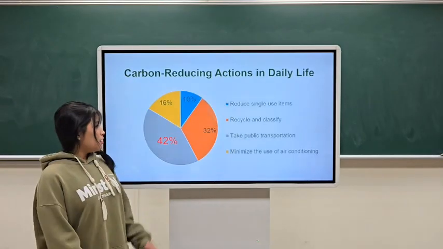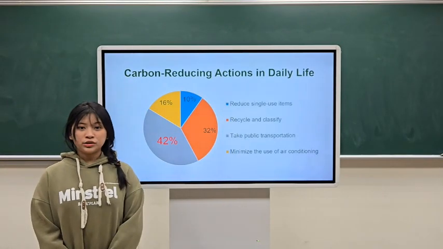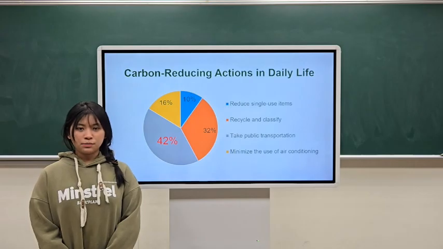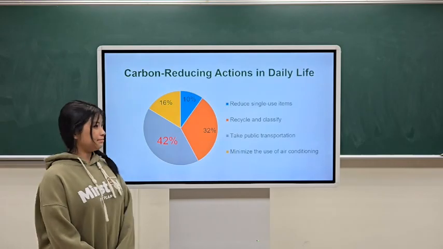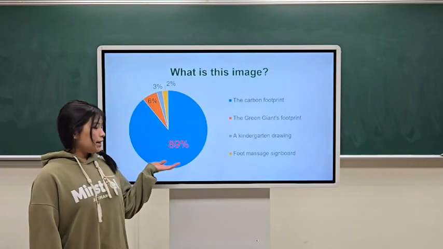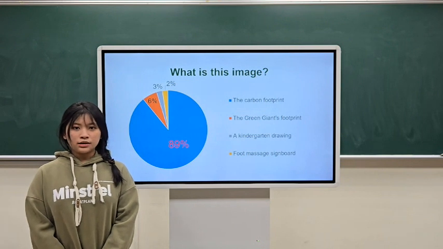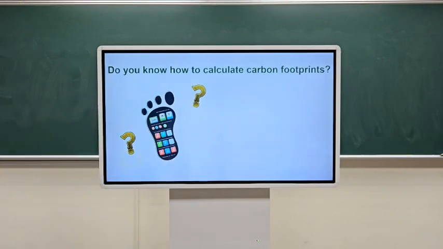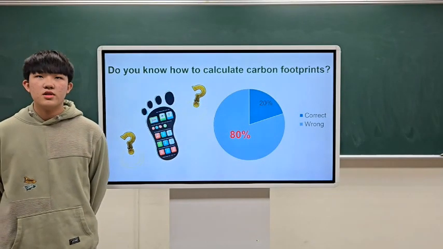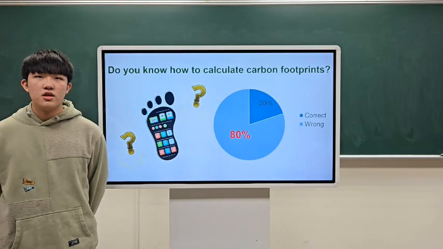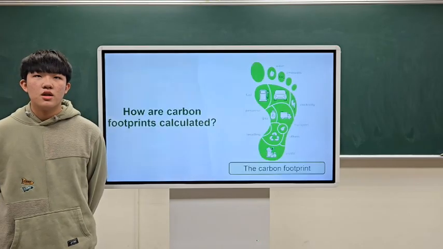The chart shows that 42% of people believe taking public transportation is the most effective carbon-reducing action in daily life. However, raising awareness and support for reducing disposable items is especially important. As shown in the graph, 89% of respondents answered correctly, indicating that most of them understand the symbol of carbon footprints. However, since 80% of respondents got the carbon footprints calculation formula wrong, this indicates a clear need for more education on the topic. Next, we'll teach you how to accurately calculate your carbon footprints.